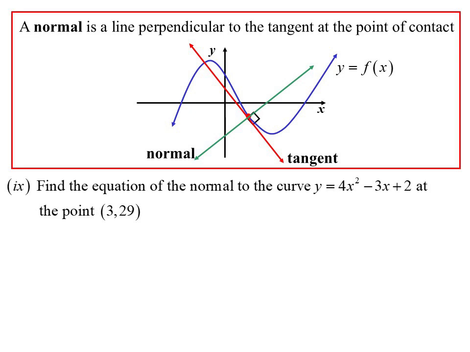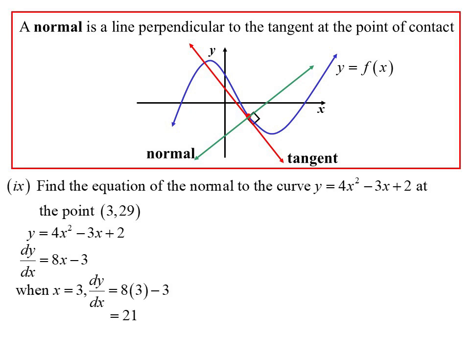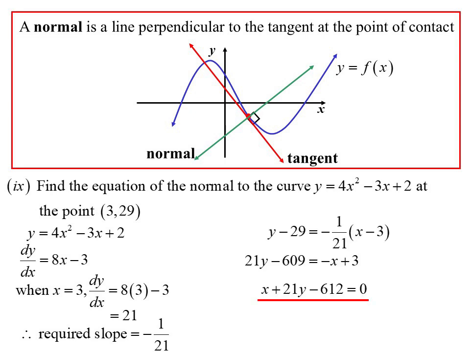So let's find the equation of a normal then. There's our function, the gradient function. That will tell us the gradient of the tangent. So I can find that when x equals 3, the tangent has a gradient of 21, but I want the normal. So I want the negative inverse. So the slope I want for this question is minus 1 on 21. Point-slope formula. Ooh, horrible numbers. There we go: x plus 21y minus 612 is equal to 0.